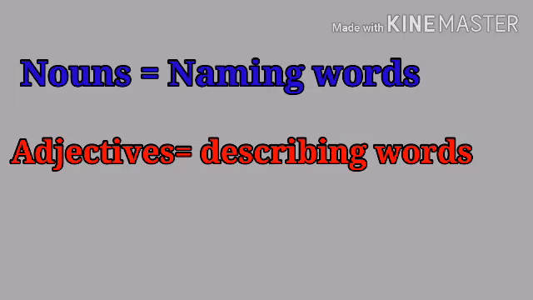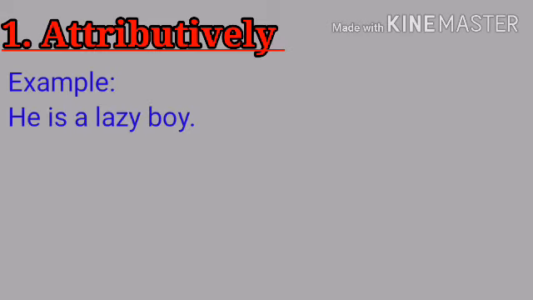Secondly, adjectives can be used along with nouns, which is called as attributively. For example, he is lazy boy. Here, lazy is an adjective and boy is noun. And here, adjective lazy is used along with noun boy. So it is used as attributively. Most of the adjectives are used along with nouns.